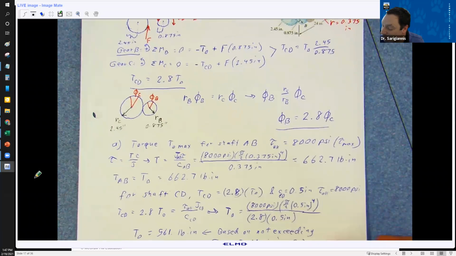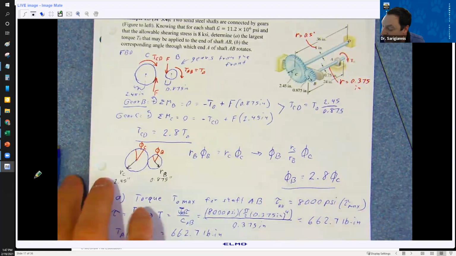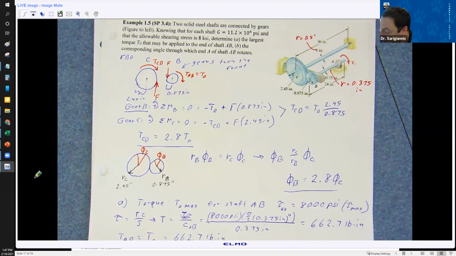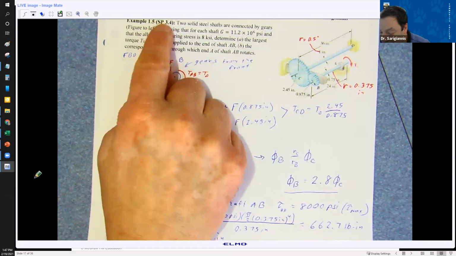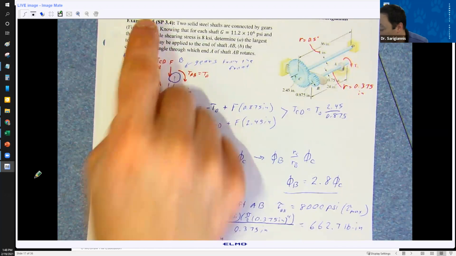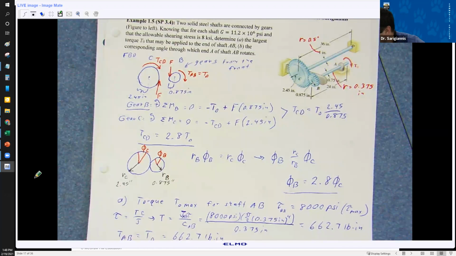So that's example 1.5. This is actually sample problem 3.4, I believe. Oh, wait, I got to check something's wrong here, because example 1.5 and sample problem 3.4. Maybe it's 3.4 in the PowerPoint. That's why.